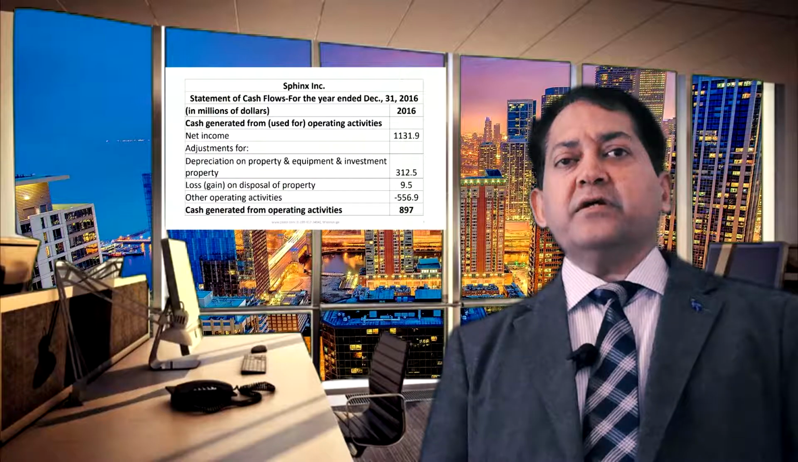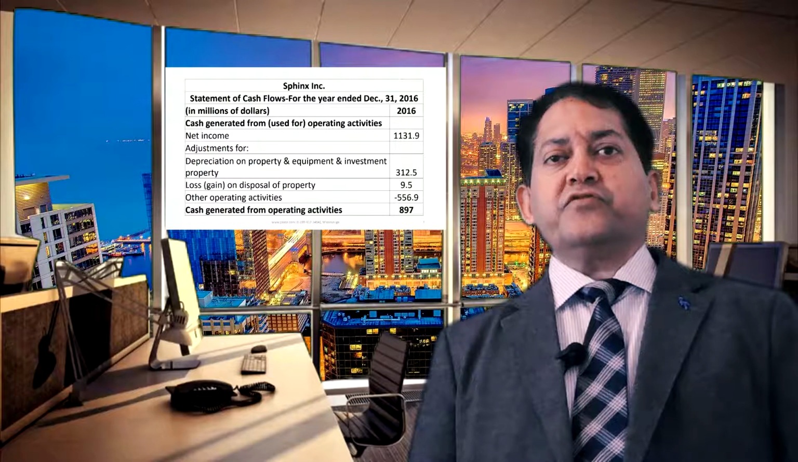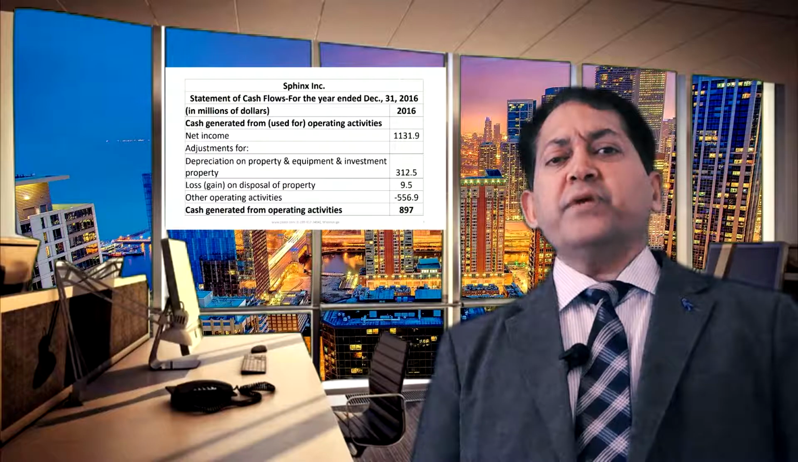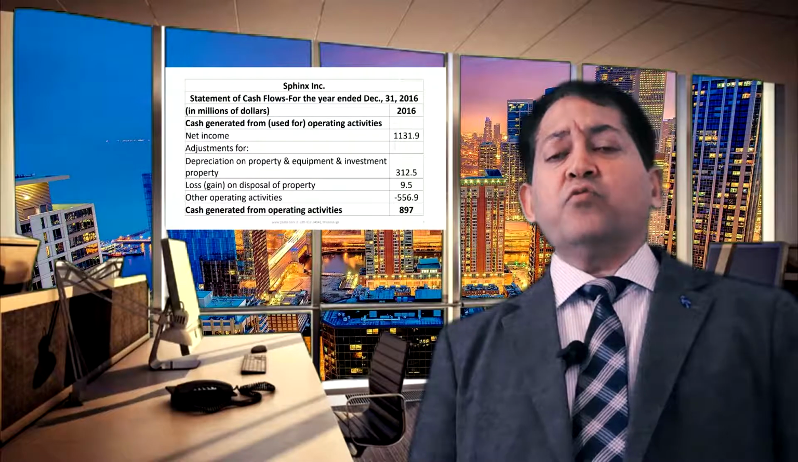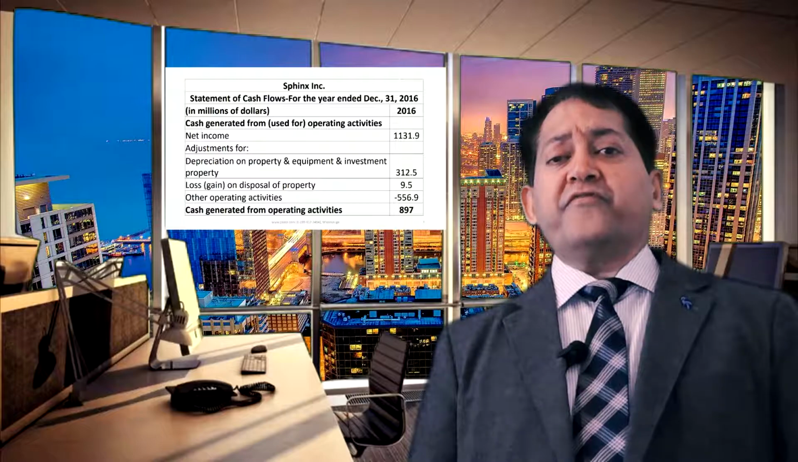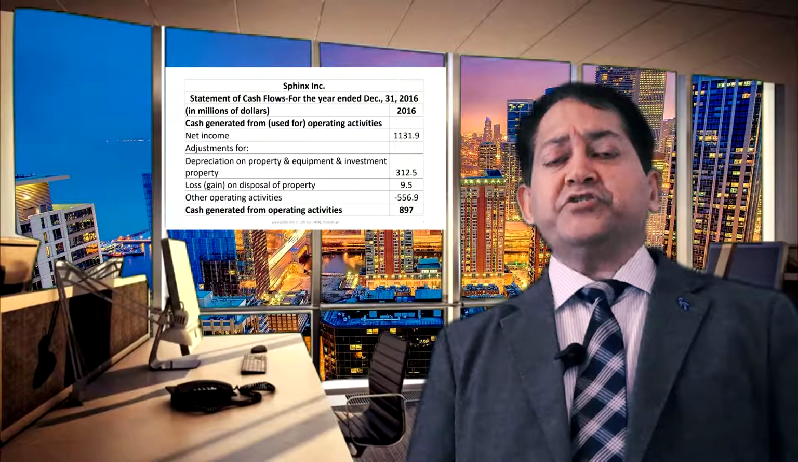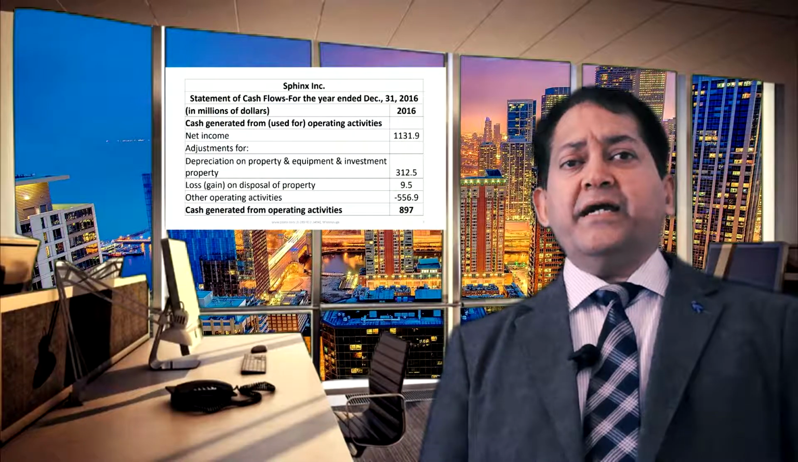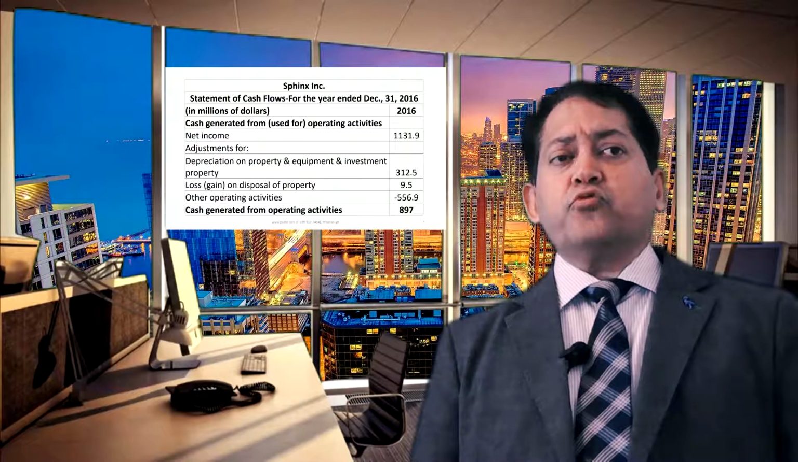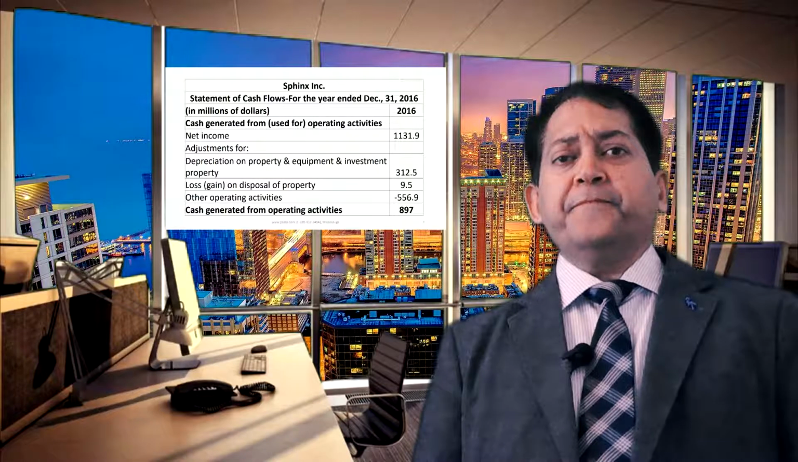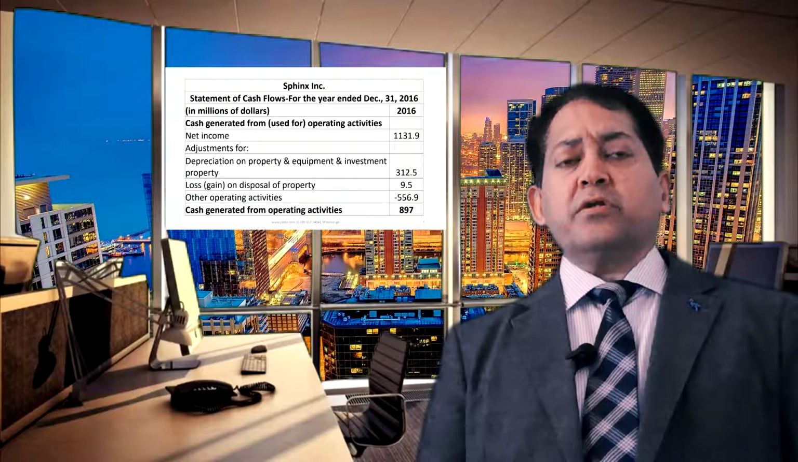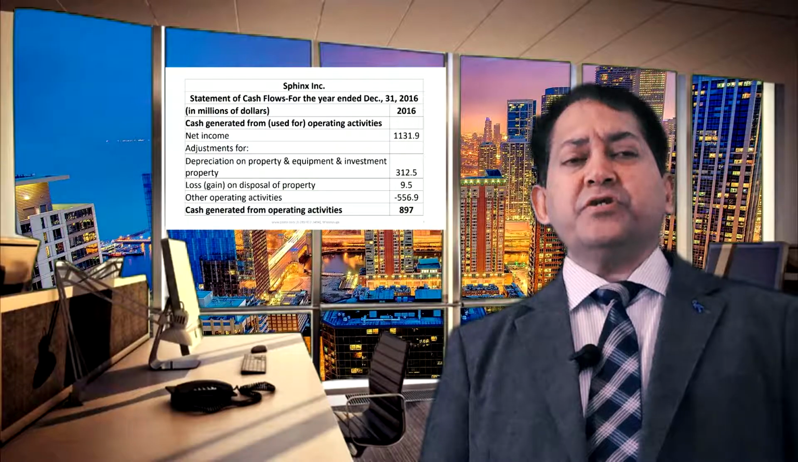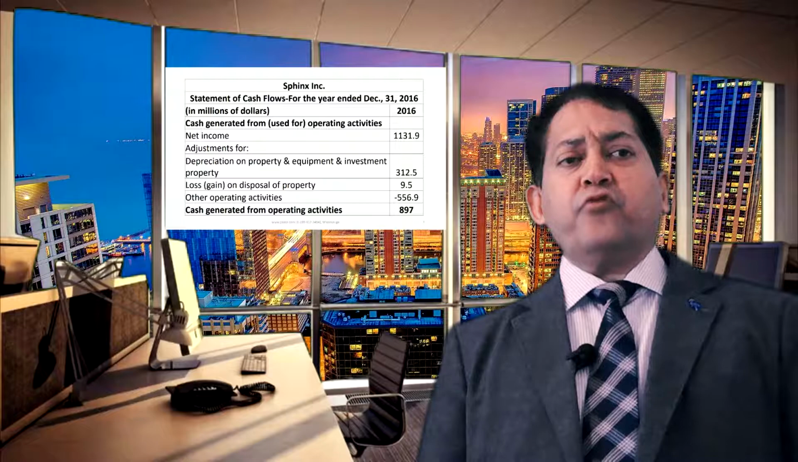Here's the net income figure that has been taken from the income statement, $1131.9 million, and then we have to make certain adjustments. We know that this $1131.9 million is an accrual profit figure, not a cash figure, so we have to make certain adjustments in relation to non-cash items that may affect our total cash flows. For example, depreciation on property and equipment and investment property is added back because it's a non-cash expense. It won't reduce your cash generation from operating activities.